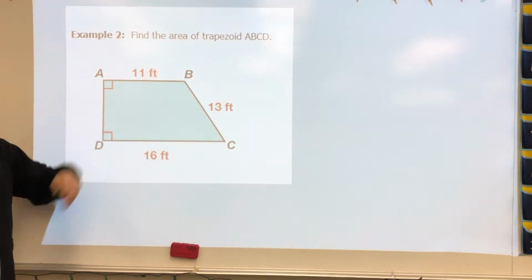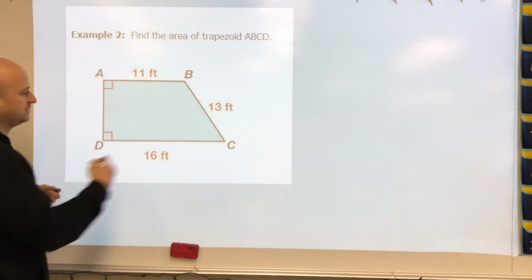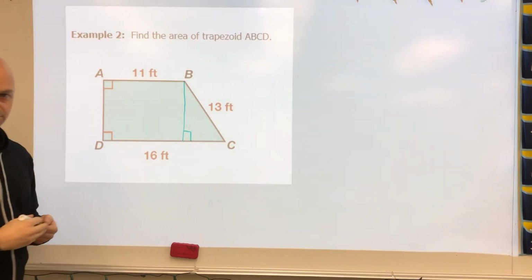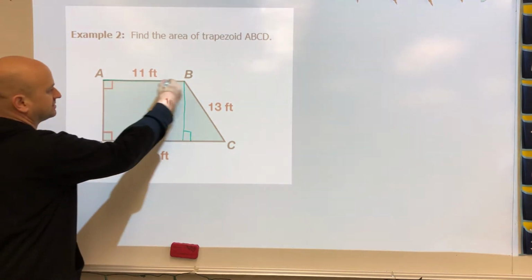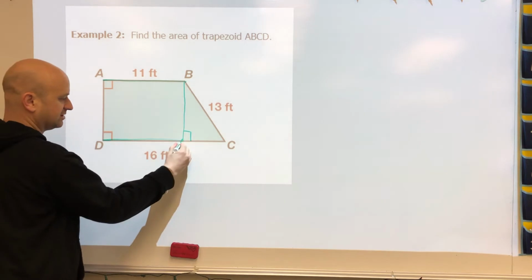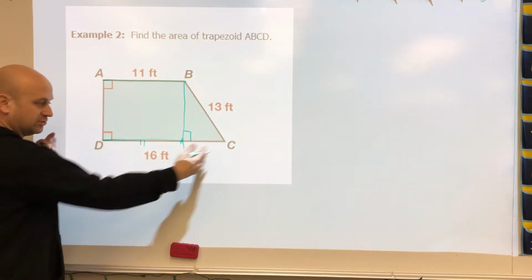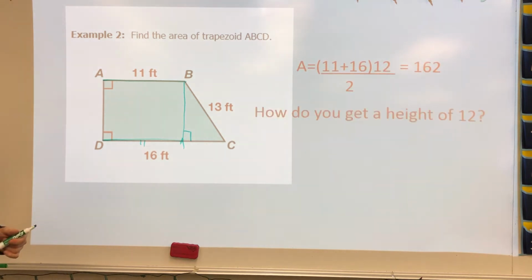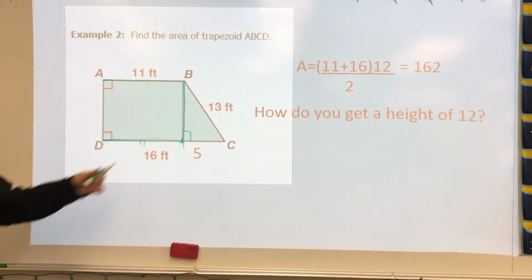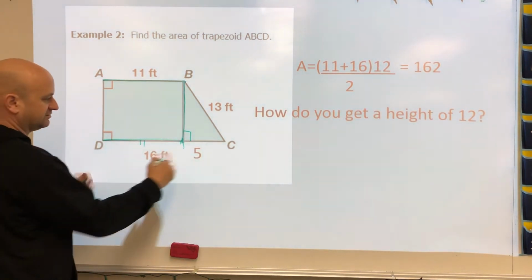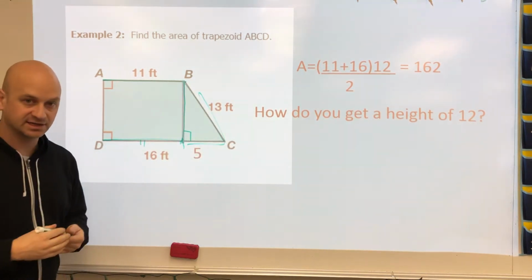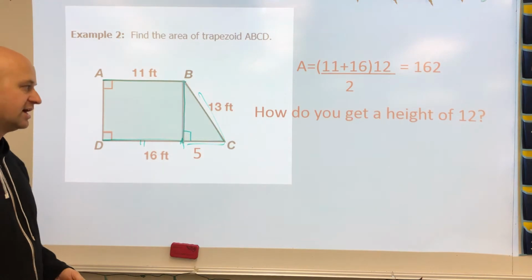Okay, so find the area of this. We have the two bases, but what we don't have is the height. And so we have to create a 90-degree angle. If this is 11, we know this part has to be 11, but the whole thing is 16, which means this is going to be 5. So how do we find the height then? Well, now we have a right triangle here, and we notice we are missing a leg. If we're missing a leg, we're gonna subtract.